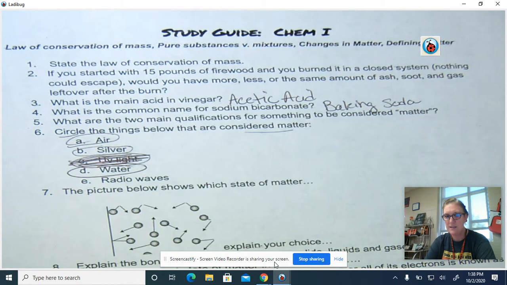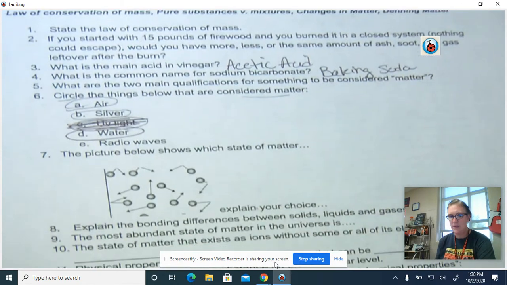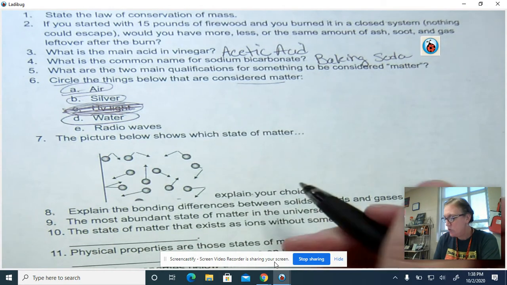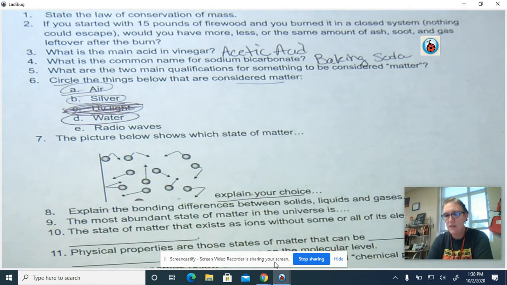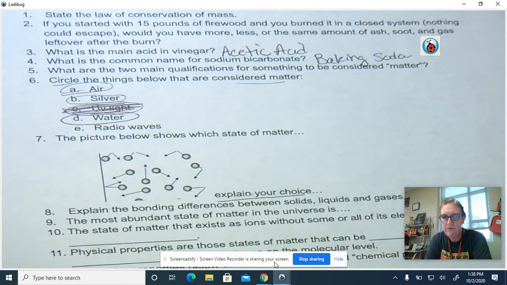Okay. The picture below, number 7, the picture below states or shows which state of matter. That would be gas. Because it says explain your choice, those particles are free from each other. They're moving around. They're not connected to each other. They have no definite volume. They just move around and can move past each other. They're not bonded to each other.